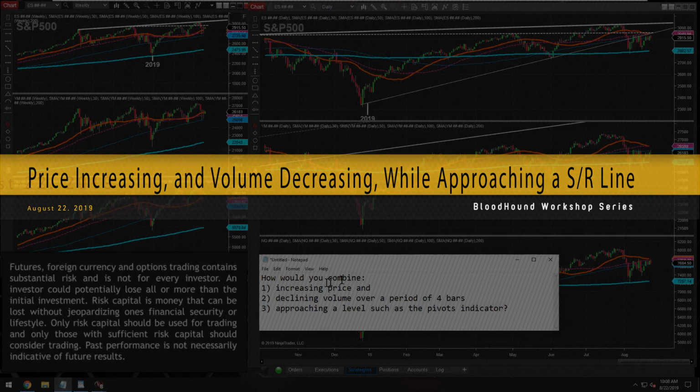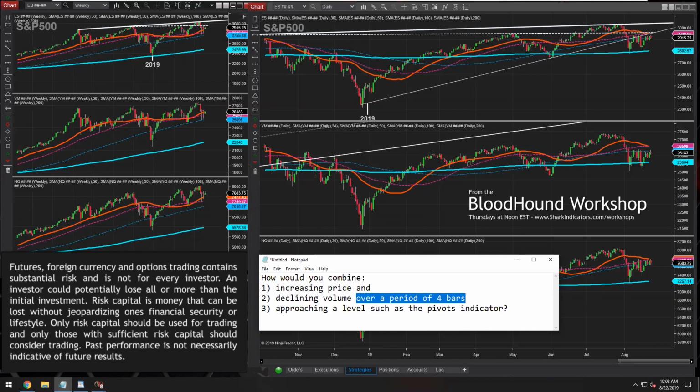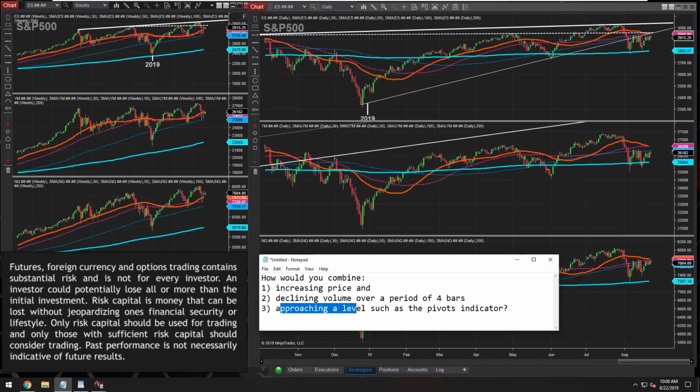So there we go. So we're going to look for increasing price and declining volume, over a period of 4 bars. And lastly, the third thing is we want to be approaching some kind of support resistance level here. So let's modify this: some kind of a support resistance level, such as a pivots indicator. All right.